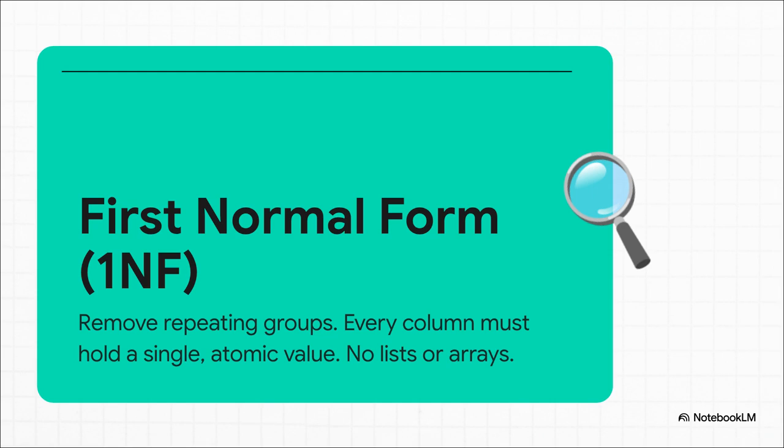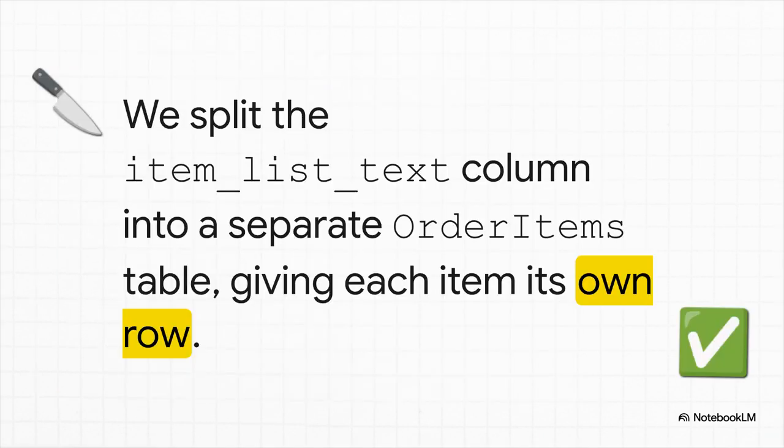One cell, one value. So for our friends at Hungry Now, this means we go right after that awful item list text column. We're going to break it apart. We'll create a brand new table. Let's call it order_items. So now, instead of that one cell that says burger, fries, shake, each of those items gets its own separate row, all linked back to the main order. See? Simple, clean, and atomic.